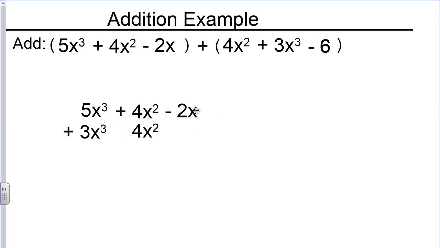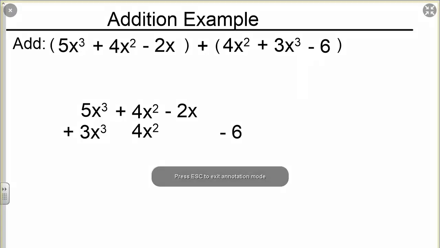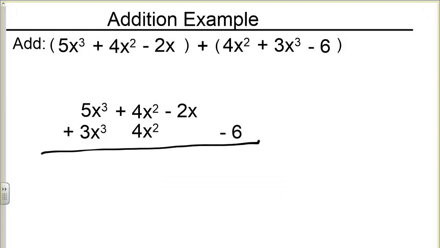Now right here, in my second expression I do not have a power of 1, so I'm not going to put anything there. I'm going to bring this negative 6, which is the 0 degree, and place it over here. And then to be able to add these together, I'm going to draw a line like this. I'm going to put a placeholder of plus 0x and then plus 0 here, because all I'm going to do with these two things is add them together. So I'm going to add them up vertically.